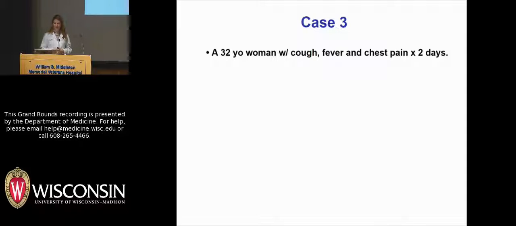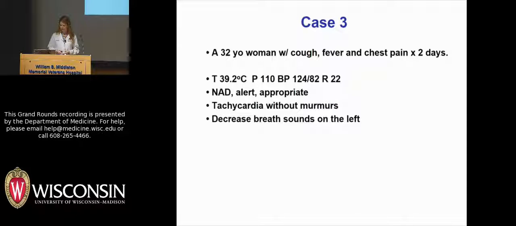So moving on to our third case. This is a 32-year-old woman with cough, fever, and chest pain for 2 days. On exam, she's febrile, tachycardic, respirations are 22. She's in no acute distress, alert, appropriate, she does not have murmurs, and she has decreased breath sounds on the left.